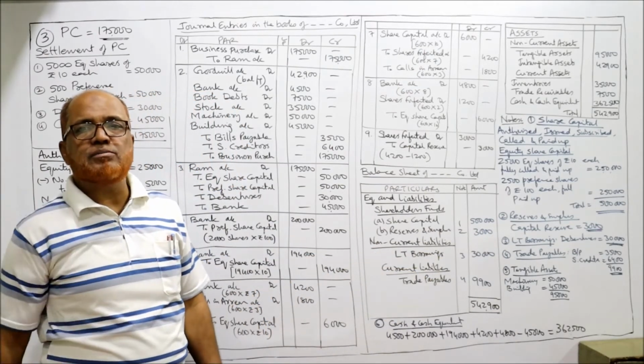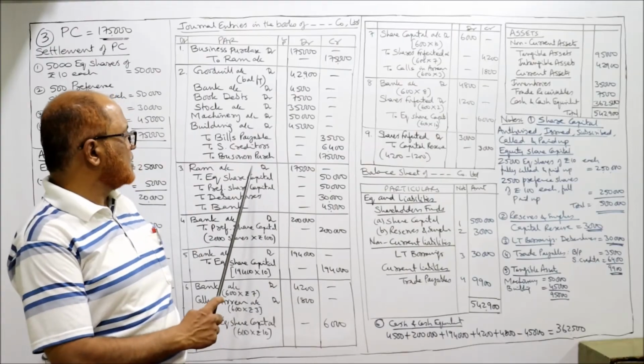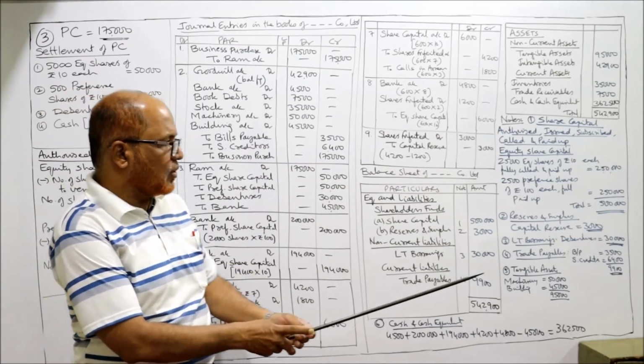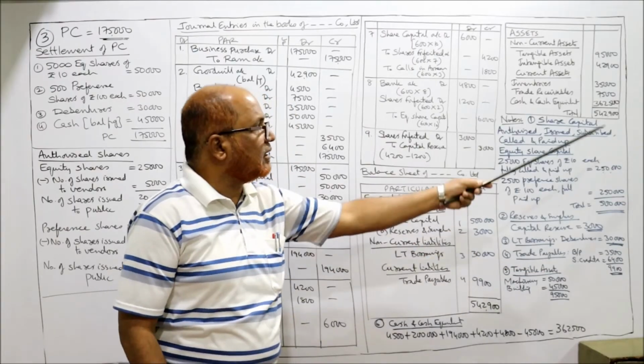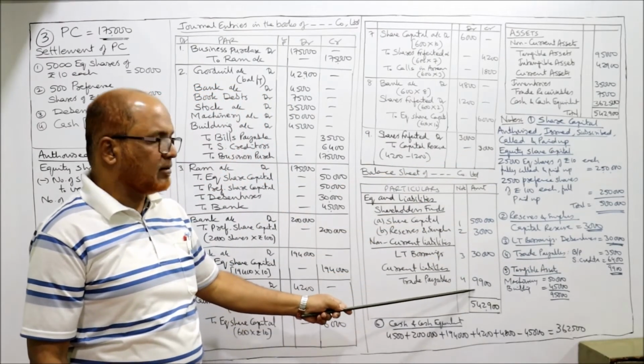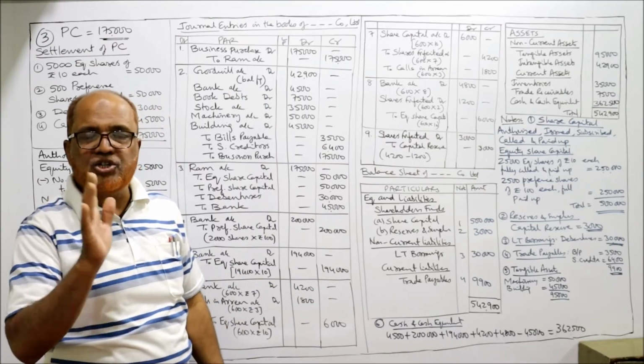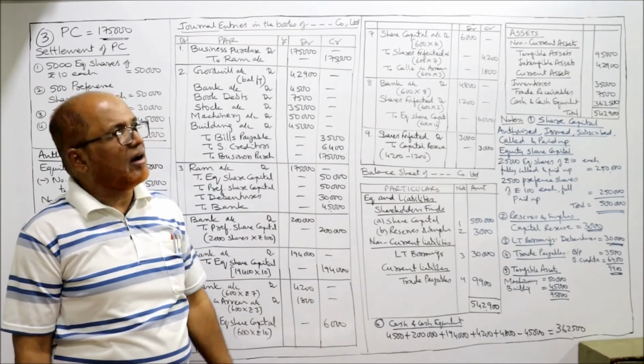Trade payable. Under trade payable comes bills payable and creditors. Bills payable and creditors, 3,500 and 6,400. You can see here 9,900. The total of the liability side is 5,42,900. Half balance sheet completed. Now come to the remaining half.